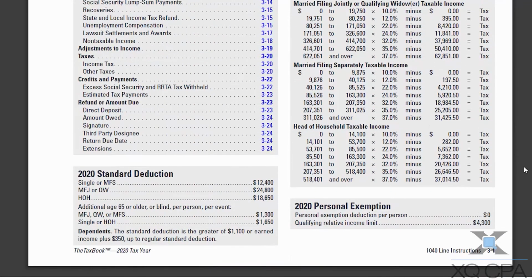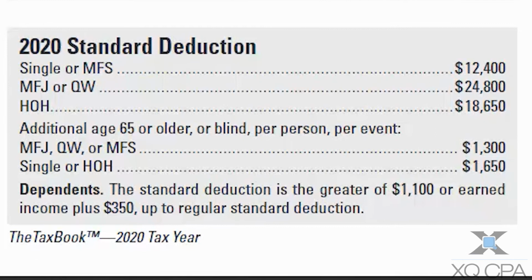You are also, as an individual, allowed to claim the standard deduction. For this particular purpose, in year 2020, for single and married filing separate it is 12,400. For MFJ and qualifying widow, it's 24,800, and head of household is 18,650, and so on and so forth. So every individual, when you file taxes, you do get some form of standard deduction, or you can even go into maximizing through itemized deductions.